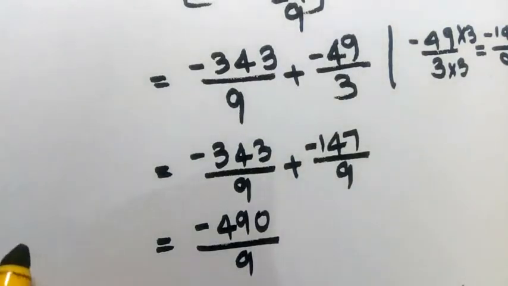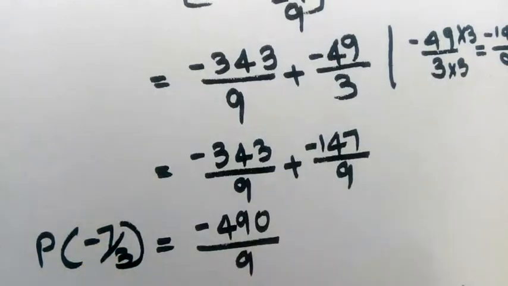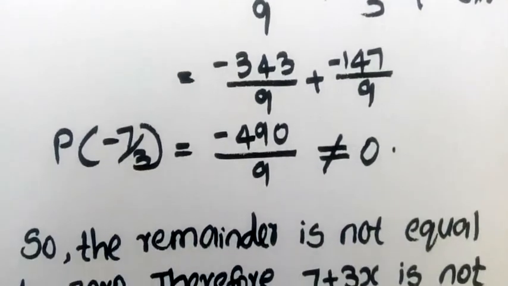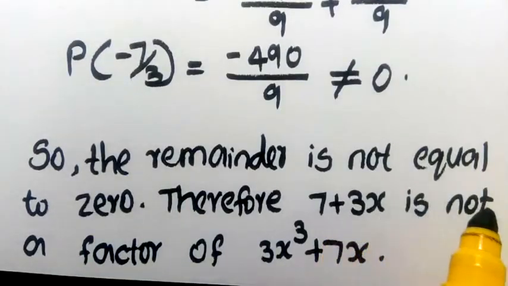So now we got P of minus 7 by 3 is equal to minus 490 by 9, which is not equal to 0. That is, the remainder is not equal to 0. So the remainder is not equal to 0. Therefore 7 plus 3x is not a factor of 3x cube plus 7x.